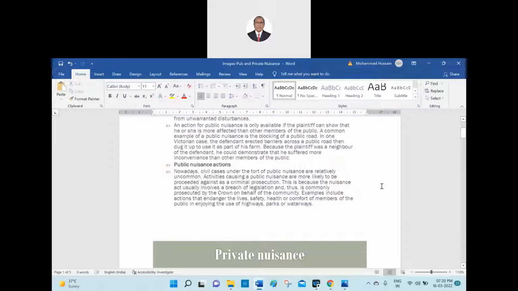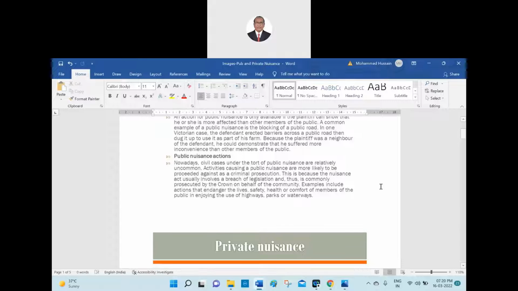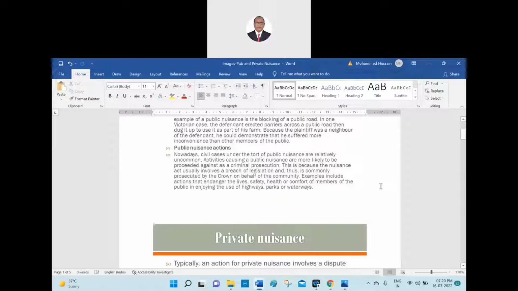Public nuisance actions nowadays: civil cases under the tort of public nuisance are relatively uncommon. Activities causing public nuisance are more likely to be proceeded against by criminal prosecution. So very rarely will people file a case regarding the public nuisance creating the private nuisance. But generally for public nuisance, criminal prosecution should be there.